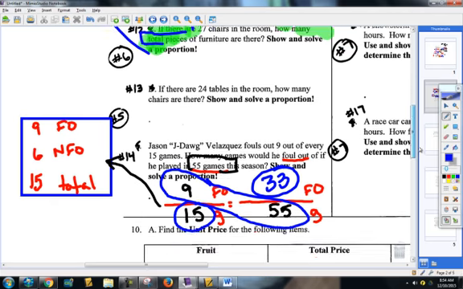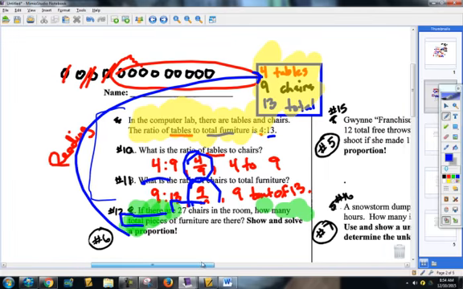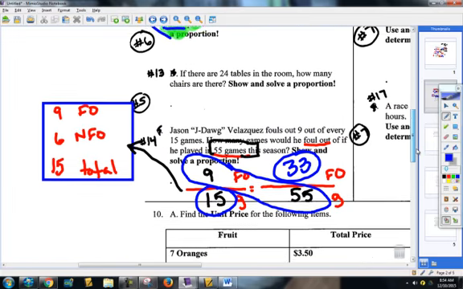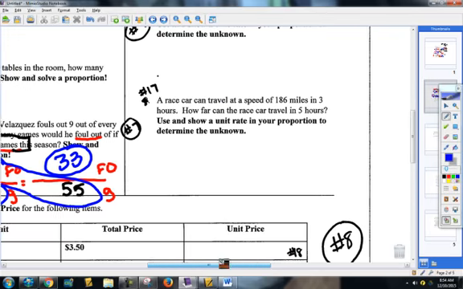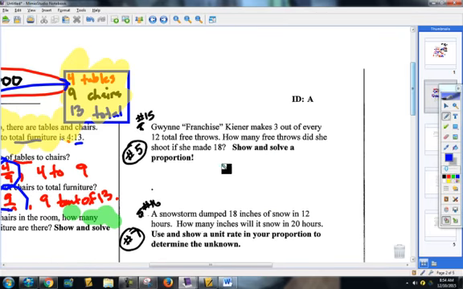Good? Yeah. Is it on your paper, guys? No. It's number 5, yeah. Sorry. Okay.